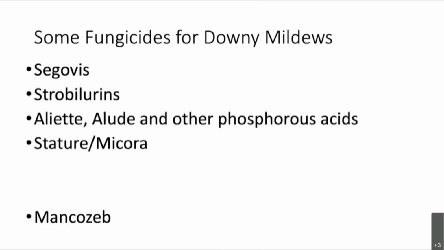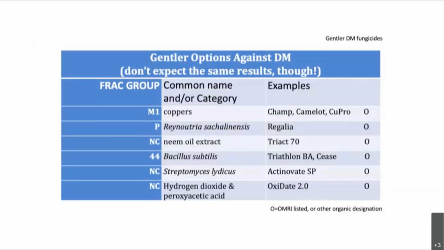And my main point is that I think you need to work with some fungicides to produce these safely. You can't assume that they don't need a little fungicidal support. And so you might want to work with things like Segovis or the strobilurins, or Aliette or the other phosphorous acid type materials, or Stature or Mikora or Mancozeb in a rotation to help buck up the natural genetic resistance that's in those resistant Impatiens.